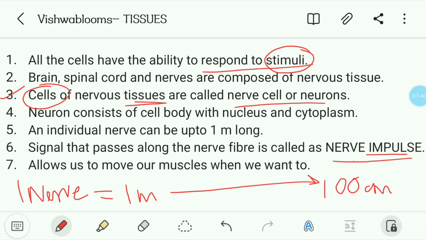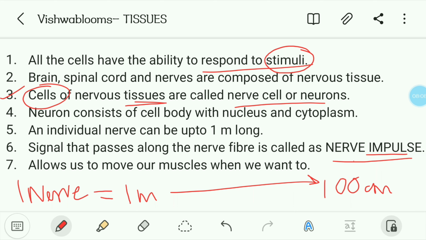While explaining with the diagram, I will explain nerve impulse again also. What this does is allow us to move our muscles whenever we want to. This nervous tissue, like we are getting instructions from the brain, right? That's why I'm moving my hand. Suppose I want to move my hand, it means I'm getting an instruction from the brain. That's why I am doing it. So that's why this nervous tissue is very much essential for our body.